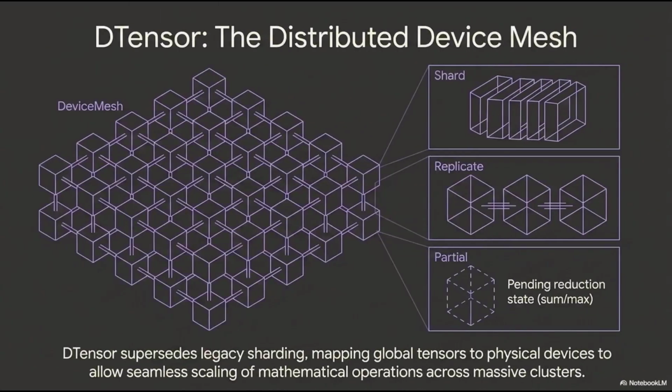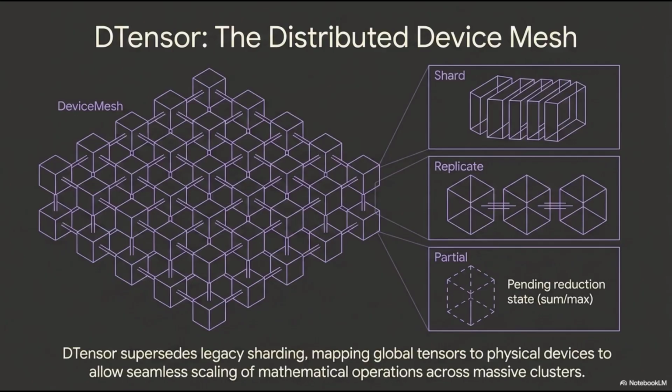D-Tensor introduces the concept of a distributed device mesh. This mesh visually represents an interconnected network of physical devices that compose our computing infrastructure. Within this architecture, D-Tensor offers three primary strategies for managing global tensors across these devices. First, with sharding, a global tensor is logically divided into smaller, independent pieces, each residing on a distinct device within the mesh, as illustrated by the segmented blocks.